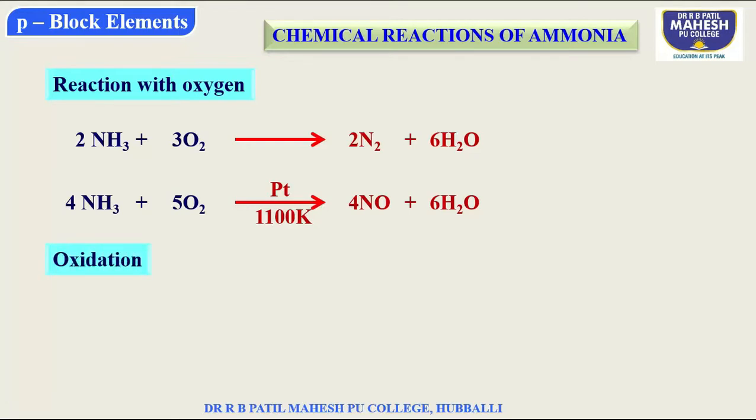Oxidation of ammonia. Ammonia undergoes oxidation in the presence of an oxidizing agent like cupric oxide and forms dinitrogen, water and copper as the product.